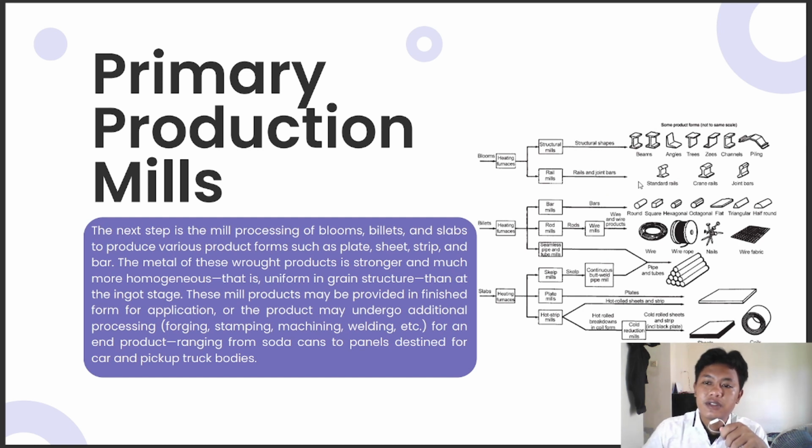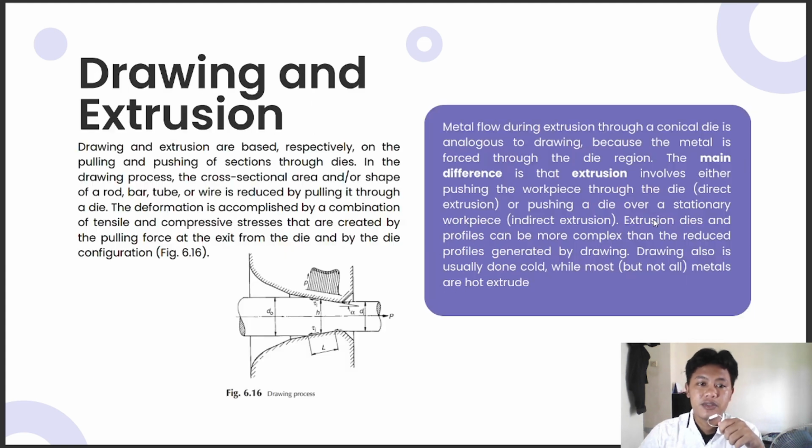So, in this picture, we can see how production goes from blooms, billets, and slabs to products like this. We can see sheet and coil. How billets become wire, nails, wire fabric. How blooms become beams like this, and others. You can see there. So this is the primary production mills.